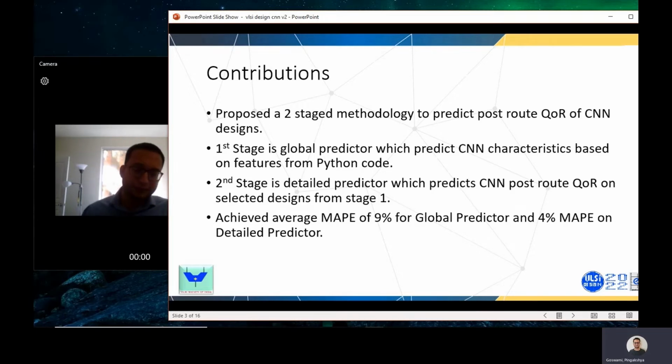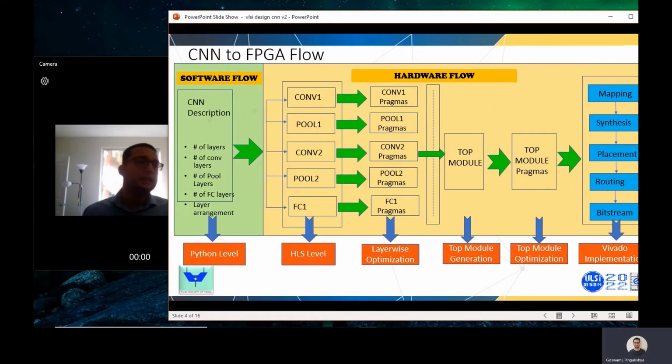Those 5 to 10 designs, we map them in the detailed predictor, and we perform design space exploration by changing the pragmas and frequency settings. And then we do the post-route QoR prediction using the detailed predictor. In this work, we achieved an average mean absolute percentage error of 9% for the global predictor and 4% for the detailed predictor.